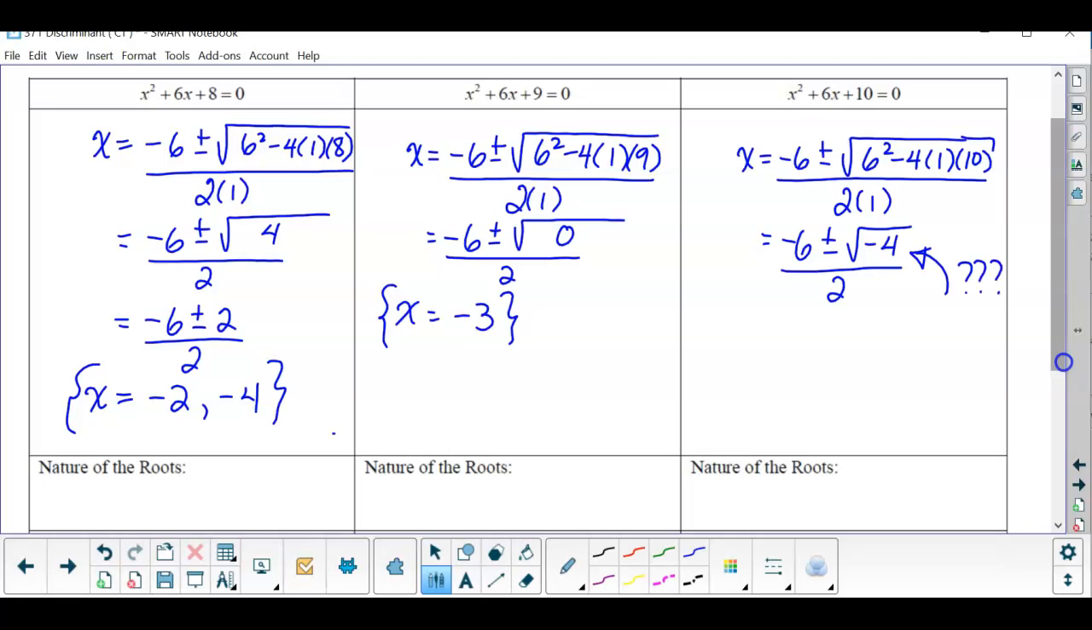Can't take the root of a negative. Okay, so there are no solutions. Sometimes we use the null set.